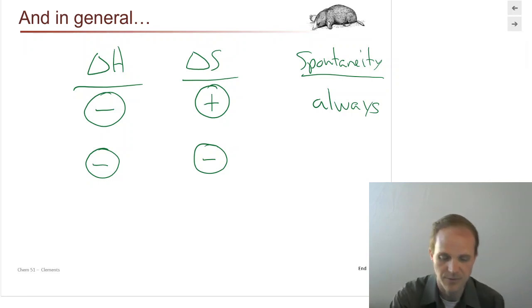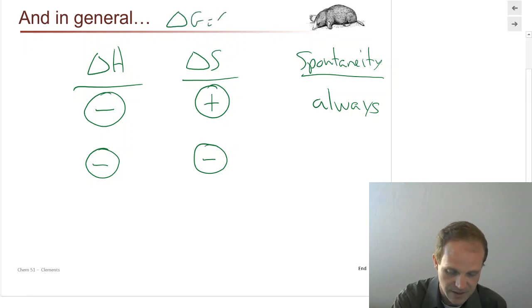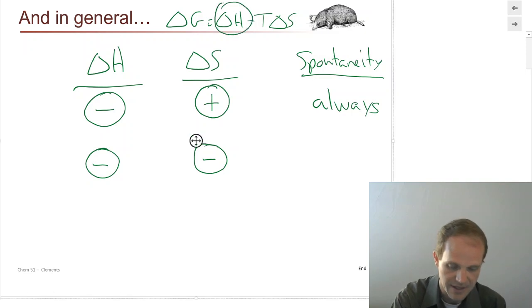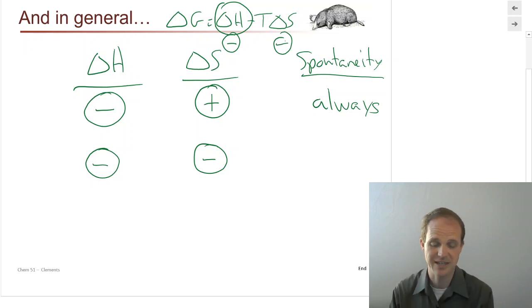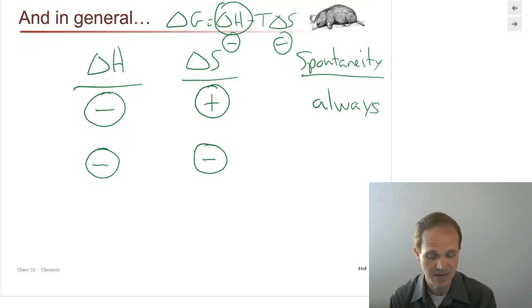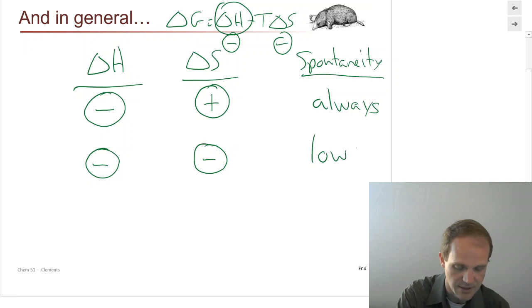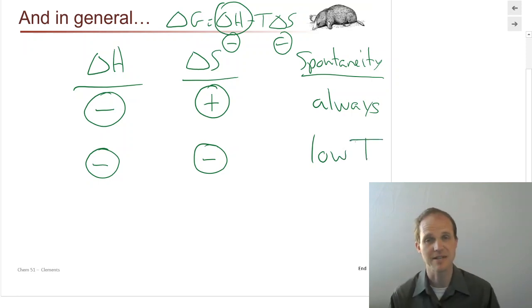Remember we've got delta G equals delta H minus T delta S. So here I've got a negative value there, but I've got a negative value here. So at very, very low temperature, like T equals 0, my delta H is negative and my delta G is negative. At very, very large temperatures, I've got a minus a large number times a negative, minus minus gives me a positive, and I get a positive delta G. So these ones are generally only spontaneous at low temperatures.